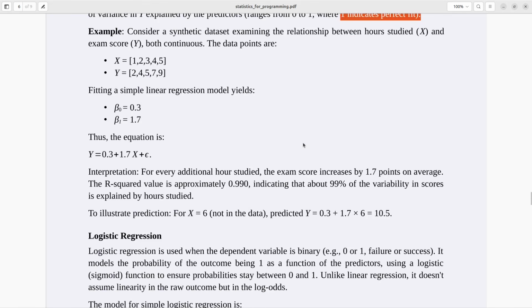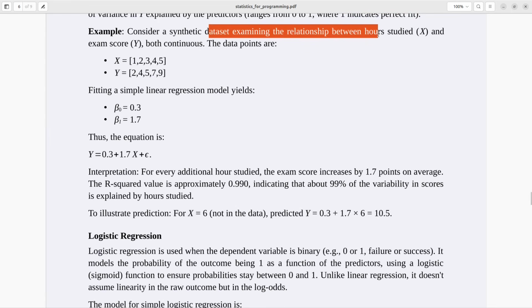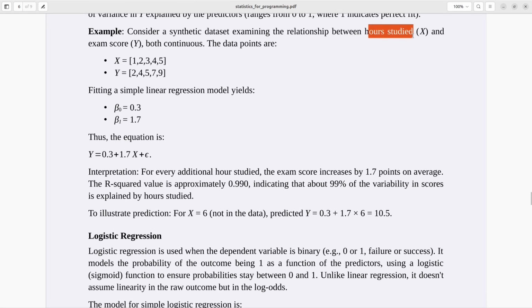So let us consider this example. Suppose I have a synthetic data set examining the relationship between the number of hours studied and the exam score. So we can assume that both variables are continuous. That means the independent variable is a continuous variable, and the dependent variable here is also a continuous variable. And we have these data points. So it means that when I study for 1 hour, I will get 2 points in the exam. When I study 2 hours, I will have the exam score as 4, so on and so forth, okay?